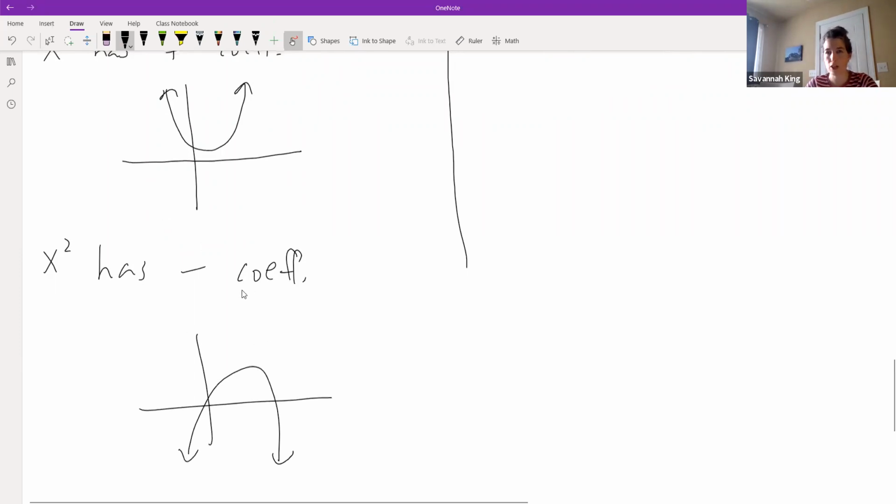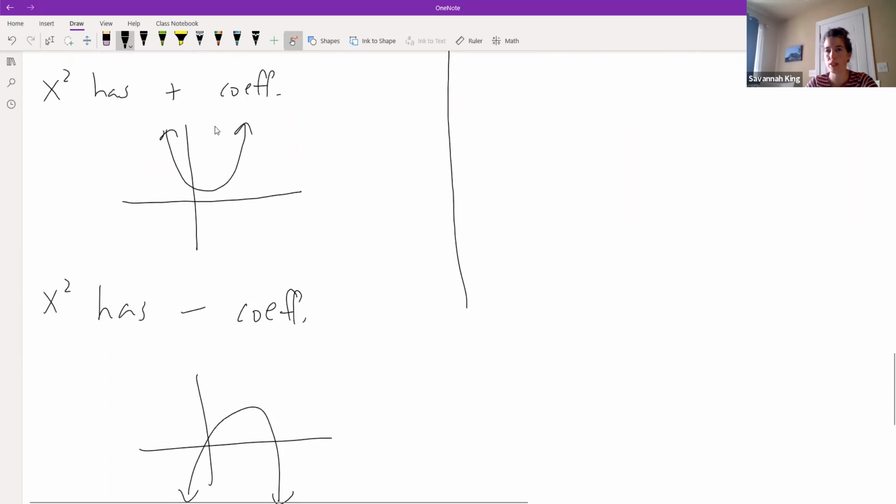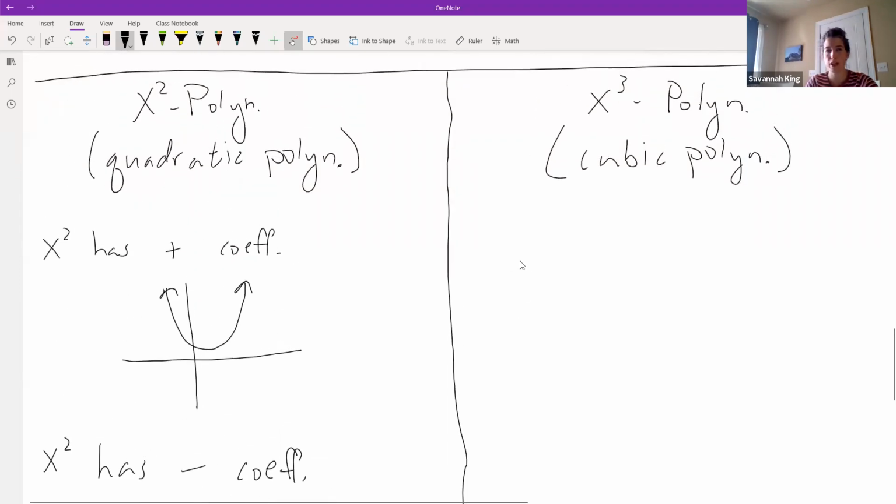You're dealing with some kind of a U both times. It's just one points up, up for positive. The other points down, down for negative. Okay, so x squared is pretty nice. It's pretty easy to work with. X cubed is easy as well.